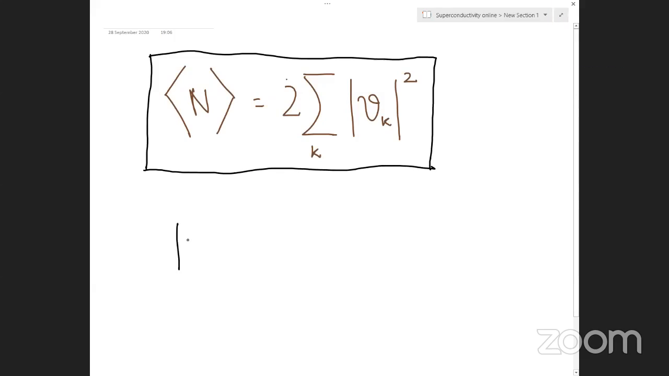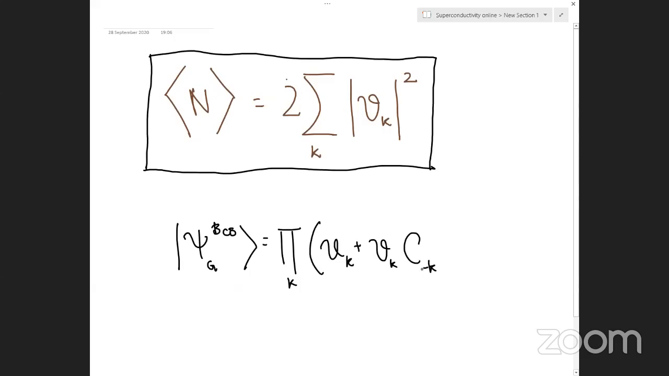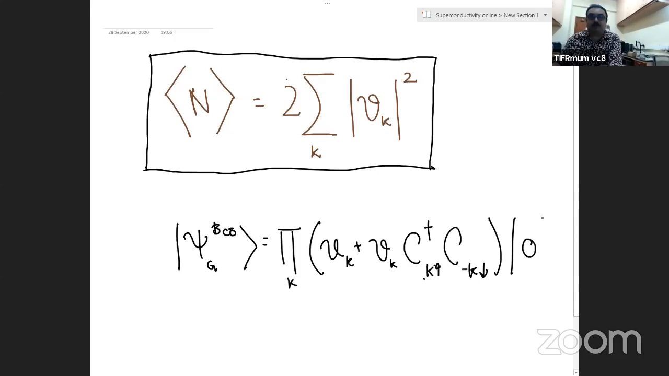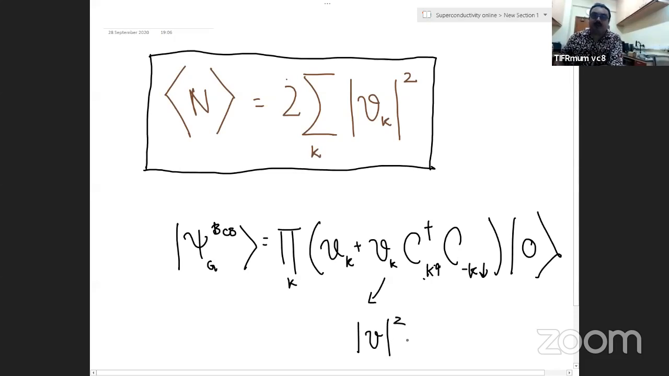So remember the wave function. This is the BCS wave function. This is the probability amplitude that the k state has a Cooper pair, and this is the probability amplitude that the k state is empty. So that means |Vk|² is the probability.